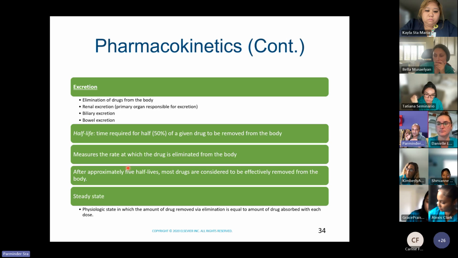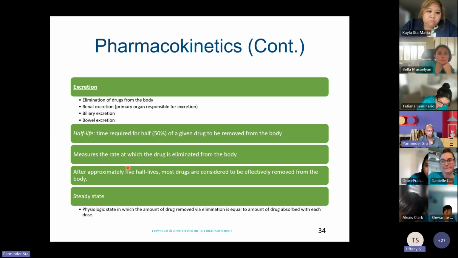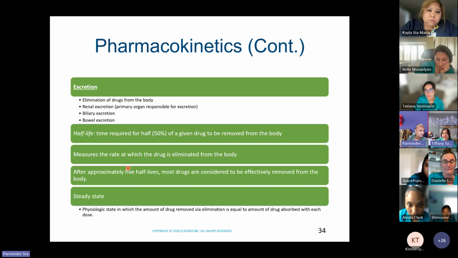Now, there's another term, very important, half-life. Anybody know what that is? Half-life? The amount of time it takes for the medication to be removed from the body. Okay, good job. So 50% of the drug to leave the body, right?